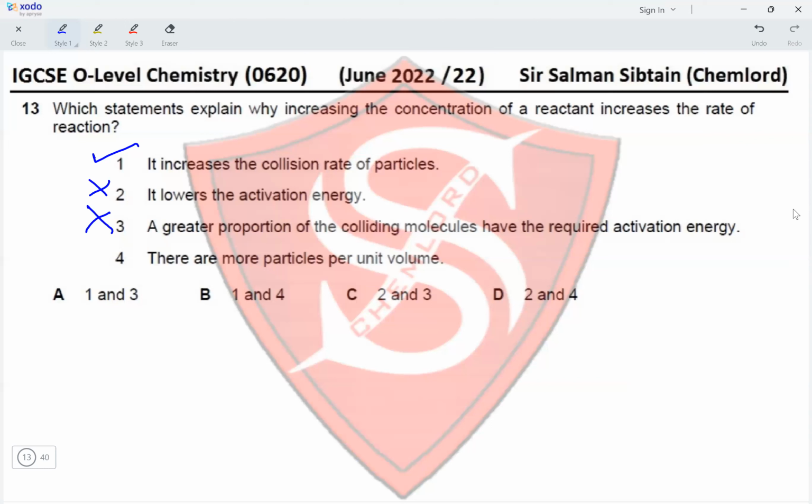And the last statement, there are more particles per unit volume. Yes, more reactant particles per unit volume. So this is also correct. So since statements 1 and 4 are correct, option B becomes the correct option for this question.